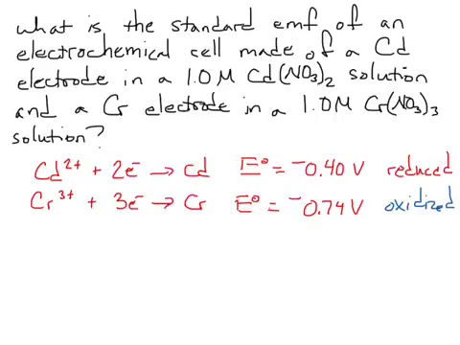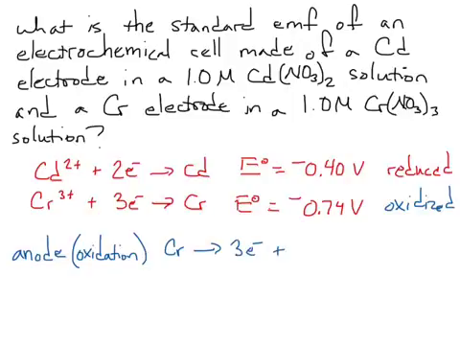So I'm going to rewrite these reactions in the proper way. Right now I'm going to start with our oxidation reaction. Oxidation occurs at the anode, so at the anode of our cell, I'll label it again here, oxidation. We're going to have chromium solid giving off 3 electrons and turning into chromium 3 positive ions.